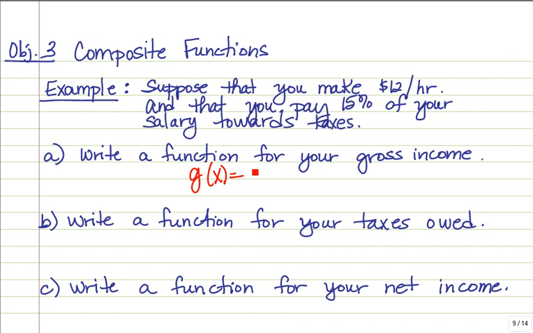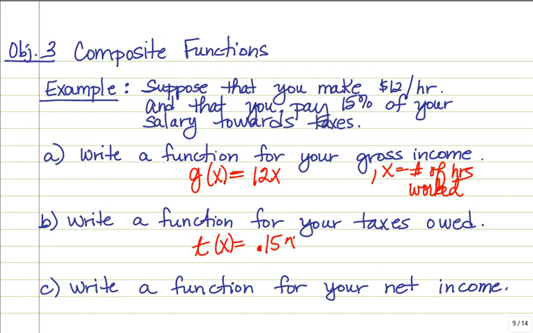G of x is $12 per hour. So let's say our hours is represented by x. So that would be 12 times the number of hours we work, or 12x, where x is the number of hours. Now, what would be a function for our taxes? Our taxes, we'll call that T of x, is going to be 15% of our salary. So we'll say we have to pay 0.15x, where in this case x is our salary.